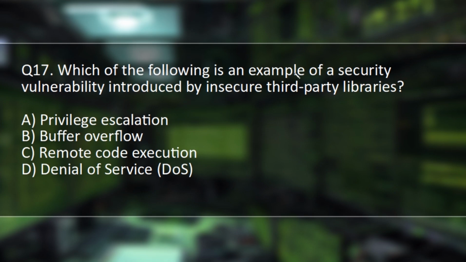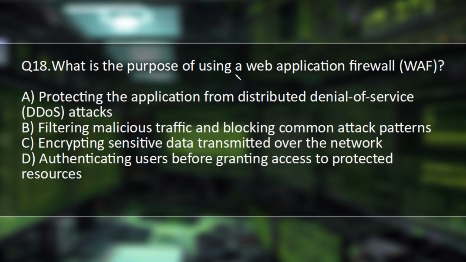Next question, which of the following is an example of security vulnerability introduced by insecure third-party libraries? Whenever you use third-party code in your software, there is always a risk of remote code execution. Remember this. Okay, what is the purpose of using web application firewall? So web application firewall is for filtering malicious traffic and blocking common attack patterns.